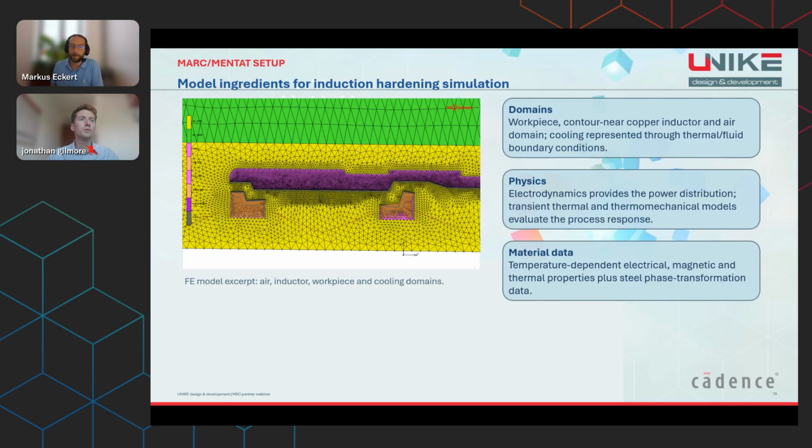A critical point is material data. Electrical conductivity, magnetic property, thermal conductivity, and heat capacity are temperature dependent. For the steel, phase transformation data must also be included. Without sufficient data quality, even the best looking geometry optimization can move in the wrong direction.